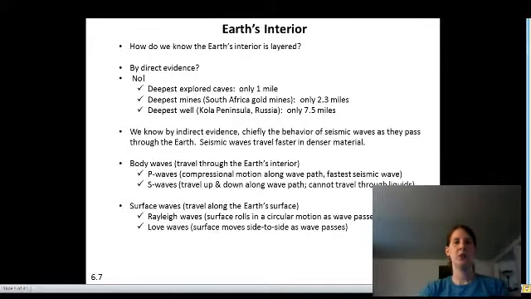There are also two types of surface waves. The Rayleigh waves, these are basically rolls. They move in a circular motion, so it's actually an orbital motion of the Earth's material as the energy passes through. And then Love waves. These are side-to-side motions as a wave passes. Okay, so we have four very different styles. P waves are compressional, S waves are up and down, Rayleigh waves are orbital, and Love waves are side-to-side.